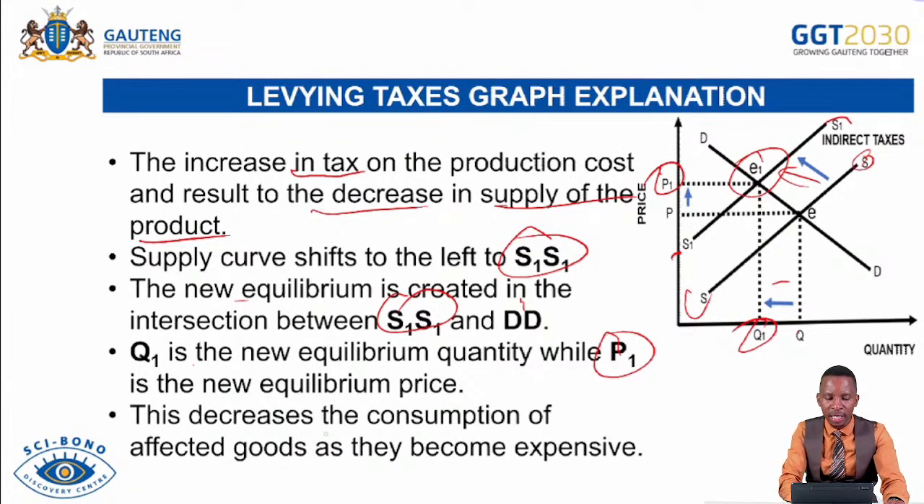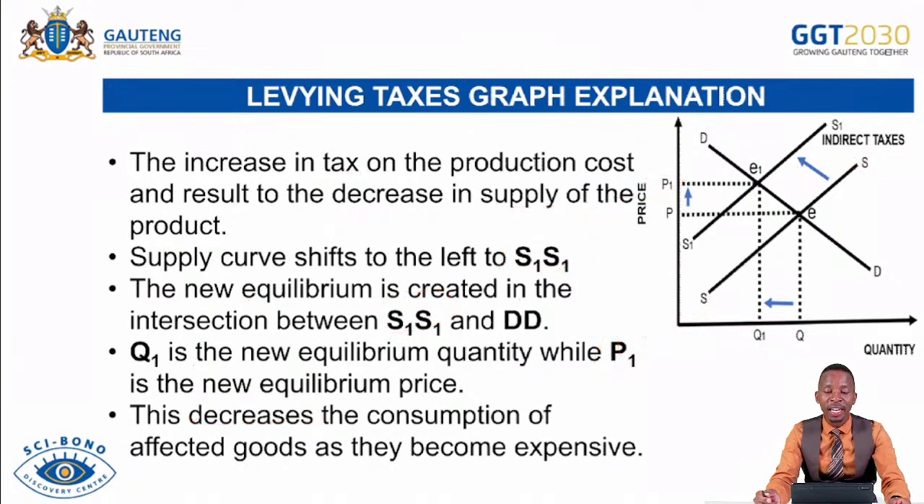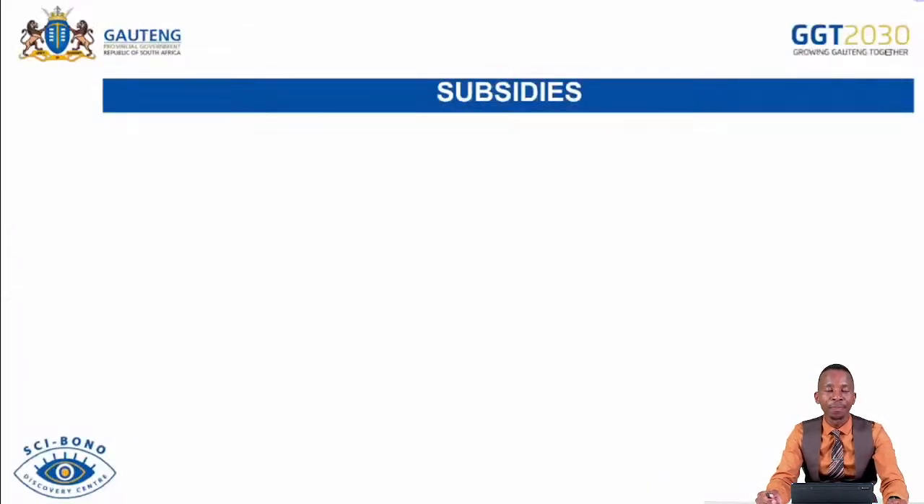And then there is the decrease in consumption of affected goods, as they become more expensive. People decide to consume less of these goods and services because they are becoming expensive in the economy. Some people decide to abstain from consuming these goods because they are expensive. So the government wins this particular war, because the government is mainly aiming at reducing the consumption of these goods because they contain negative externalities within the economy.